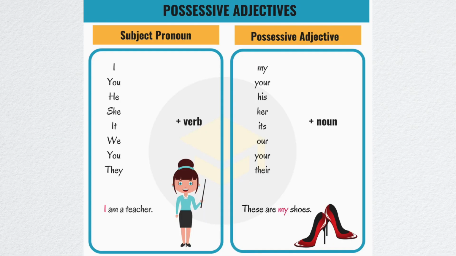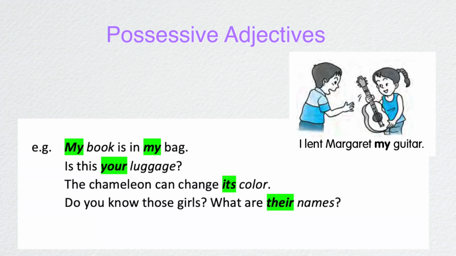Possessive adjectives. Possessives are words that show ownership or belonging. Possessive adjectives show that something belongs to someone. They are my, your, his, her, its, our, your, and their. Let's examine these sentences. My book is in my bag. Is this your luggage? The chameleon can change its color. Do you know those girls? What are their names? As you see in these examples, possessive adjectives always come before a noun.